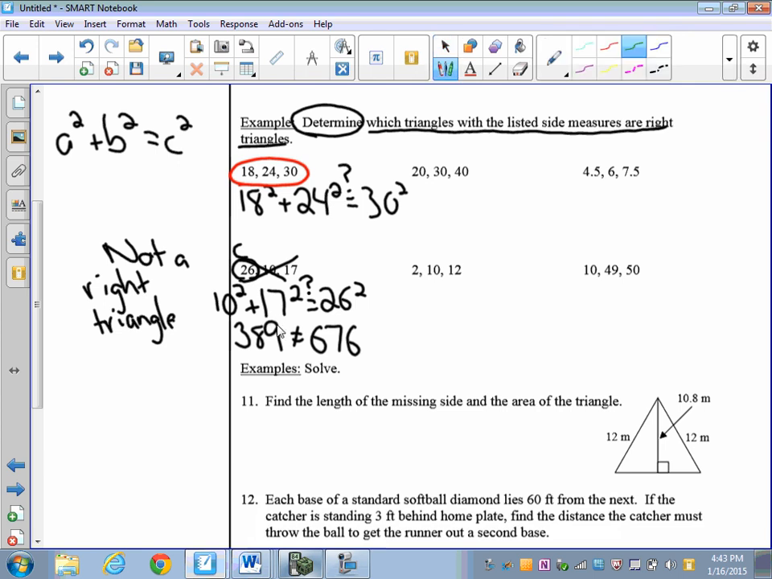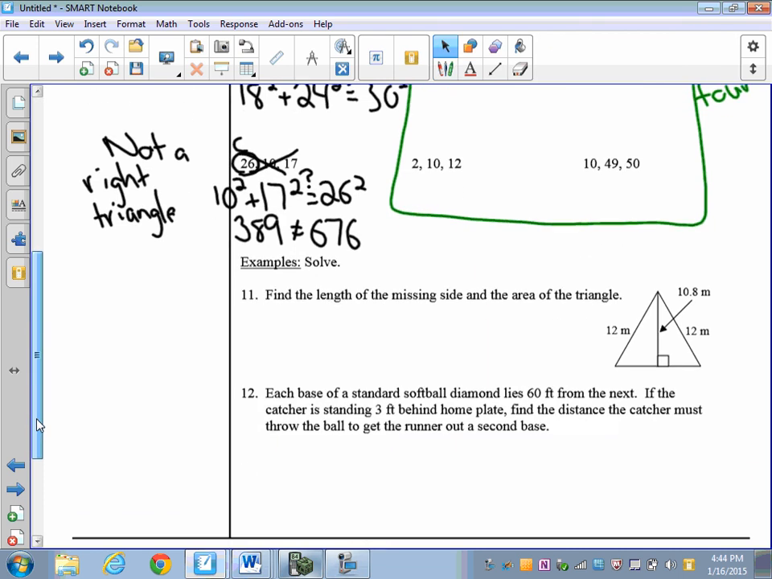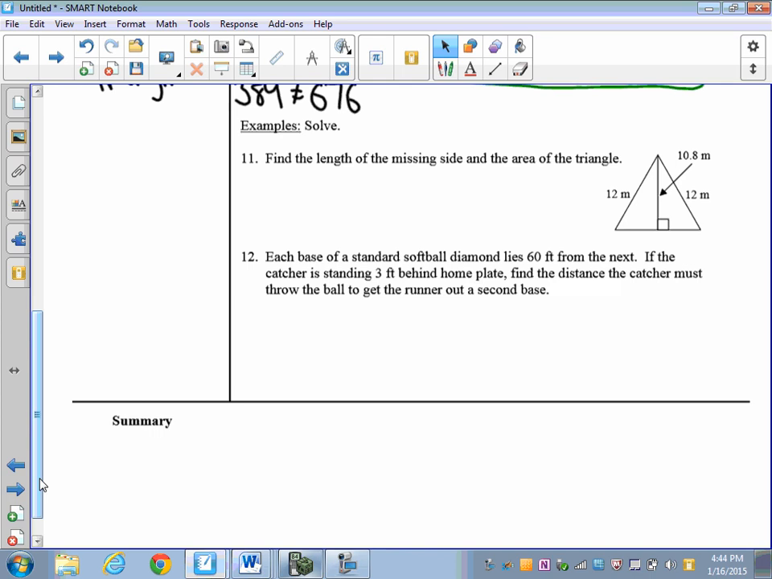So what I would like you to do is try these 4. We also have a couple word problems. So number 11 says find the length of the missing side and the area of the triangle. So it's a little confusing here on what the missing side is.